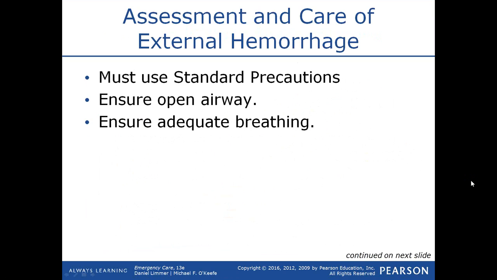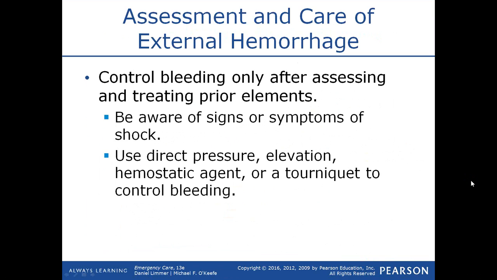You should use standard precautions anytime you're dealing with a patient who's bleeding because blood may contain a bloodborne pathogen that could make you very sick. You want to ensure an open airway and ensure adequate breathing. If a person is hemorrhaging, they are losing oxygen, and an obstructed airway or inadequate breathing will only complicate that as well. You want to control bleeding only after assessing and treating the prior elements.